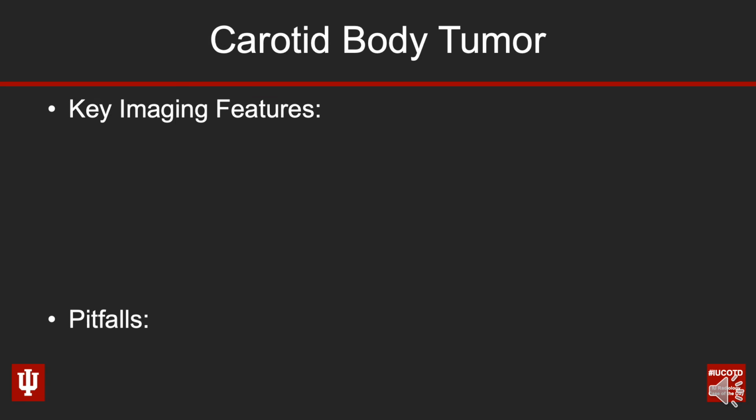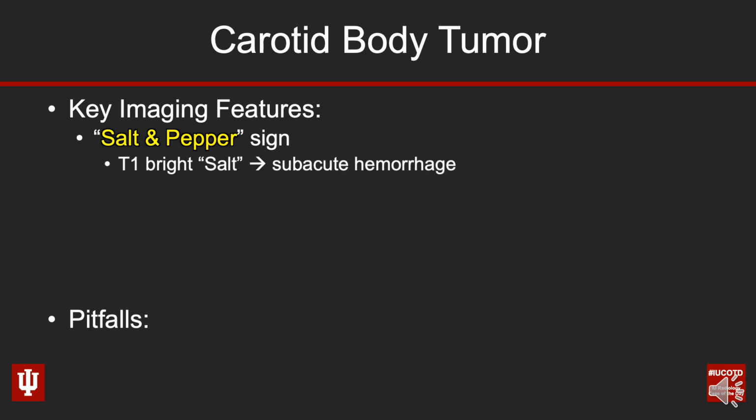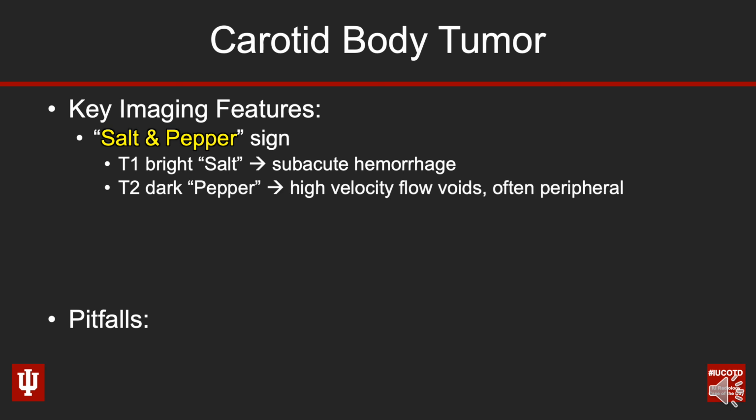So let's wrap this up. This was a case of a carotid body tumor. The key imaging features are on MRI, we had that salt and pepper sign with the T1 bright salt, likely representing subacute hemorrhage, and the T2 dark pepper representing those high velocity flow voids, commonly at the periphery of the mass. And again, we see the T2 dark pepper much more commonly than we see the T1 bright salt.